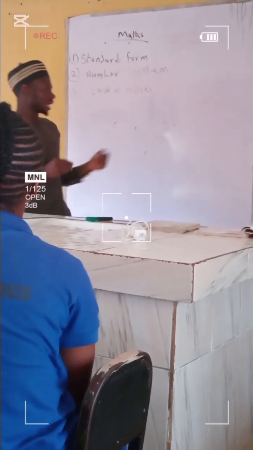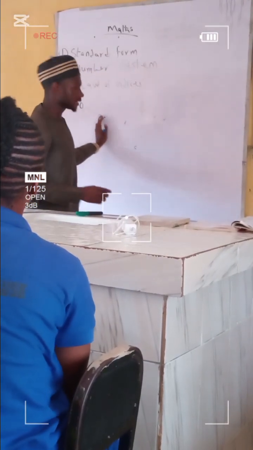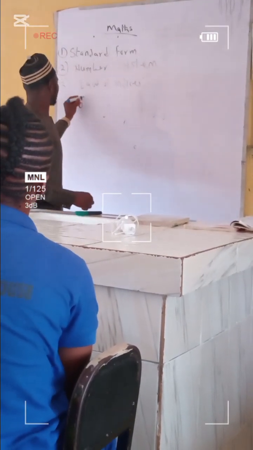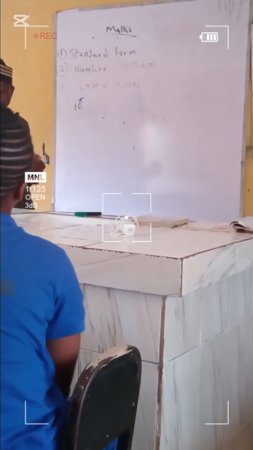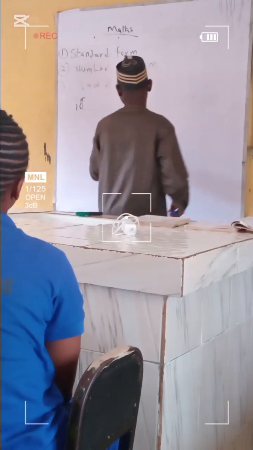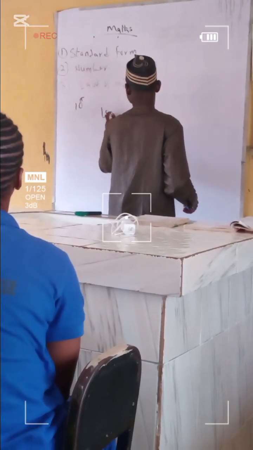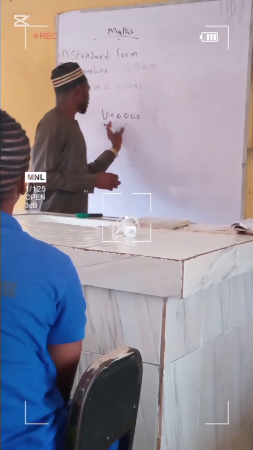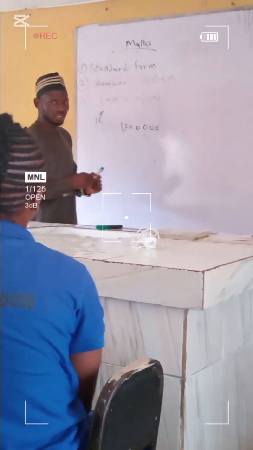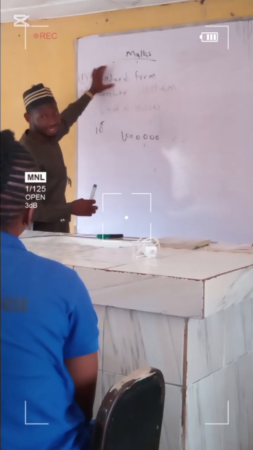Like 1 million. 1 million has how many zeros? 6. So I can write it like this, 10 to the power 6, and it's very short. But if I want to stress myself, I'll write it like this: 1, 2, 3, 4, 5, 6. Between this and this, which one is easier? The first one, right? So that is what standard form does.